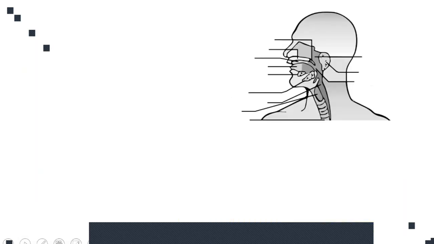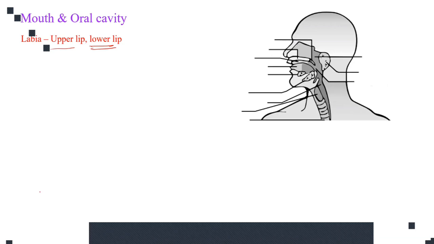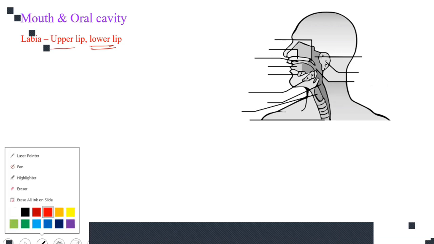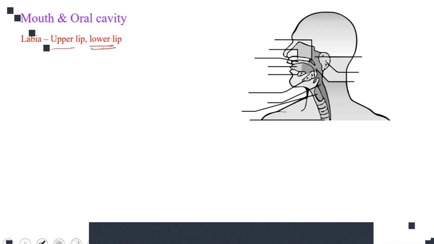The next topic is the oral cavity, or mouth. Here, at the anterior portion of the head region, you can find two openings. These two openings are called the upper lip and lower lip. Together they are called labia. And these two open into a cavity called the oral cavity.